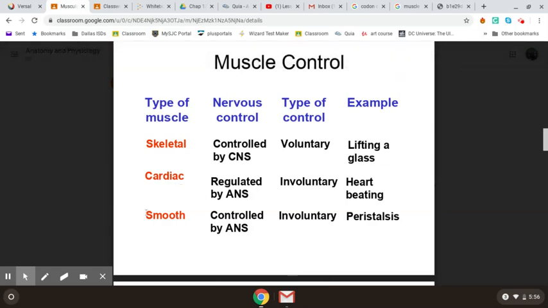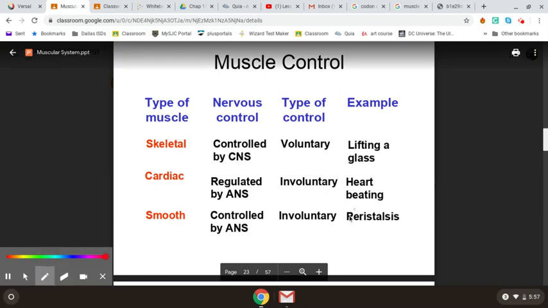Your cardiac and your smooth muscle are regulated by your autonomic nervous system. That's what that A stands for, autonomic. The autonomic nervous system deals with involuntary movements. Your central nervous system deals with voluntary movements. Your autonomic deals with involuntary movements. An example of that for your heart would be your heart beating, and an example for smooth muscle is peristalsis. Peristalsis is the movement of digestive muscles so that you can move your food around.